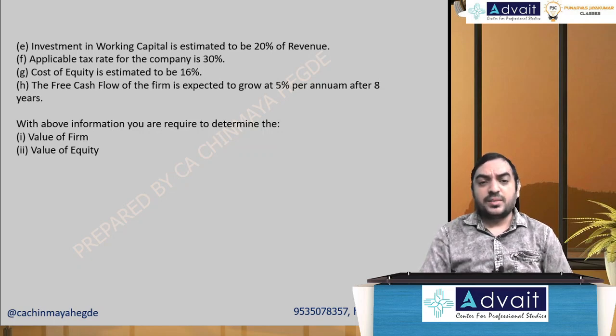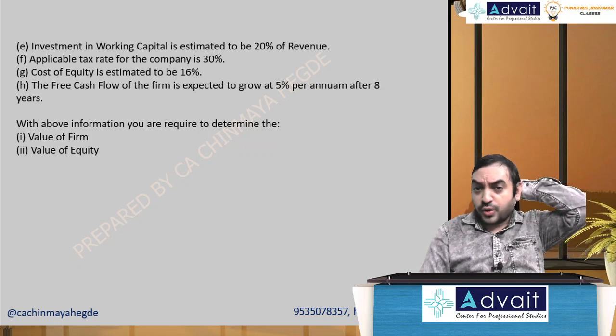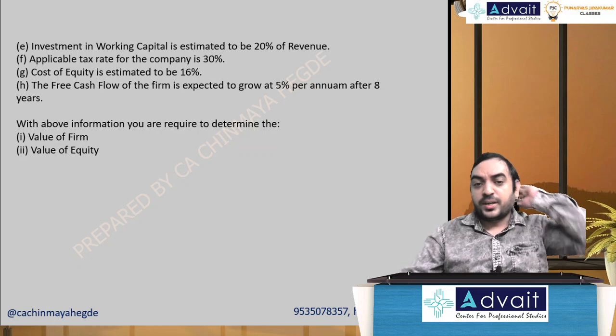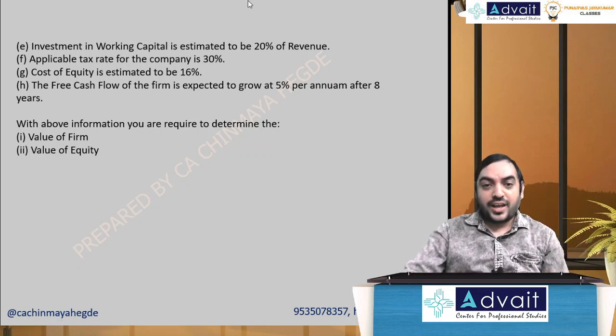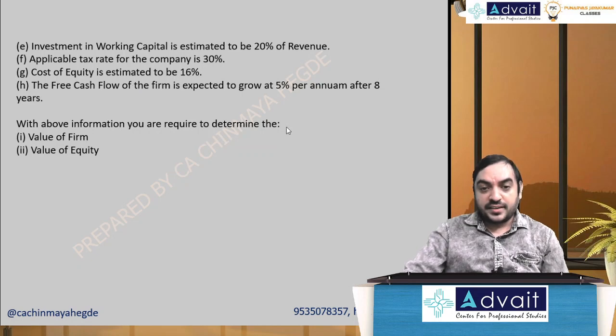Cost of equity is estimated to be 16%. Free cash flow to the firm is expected to grow at 5% per annum after 8 years. With the above information, you are required to determine the value of the firm and the value of equity. We have to calculate both. So we need the value of the firm.